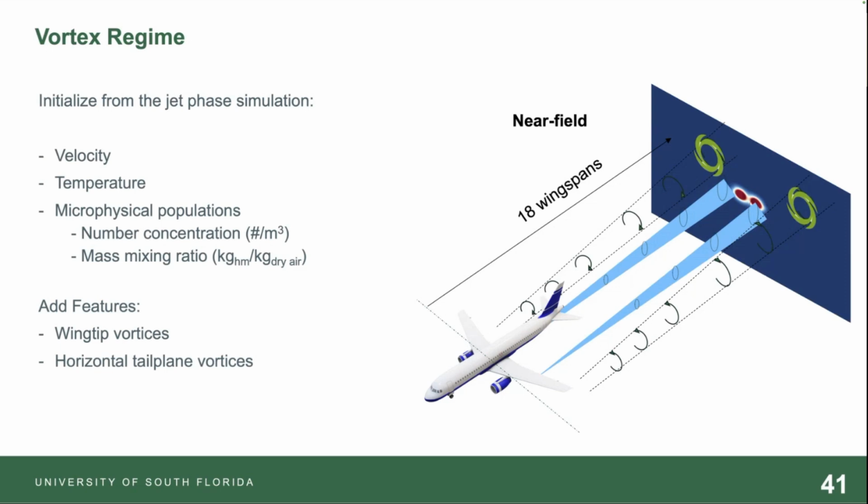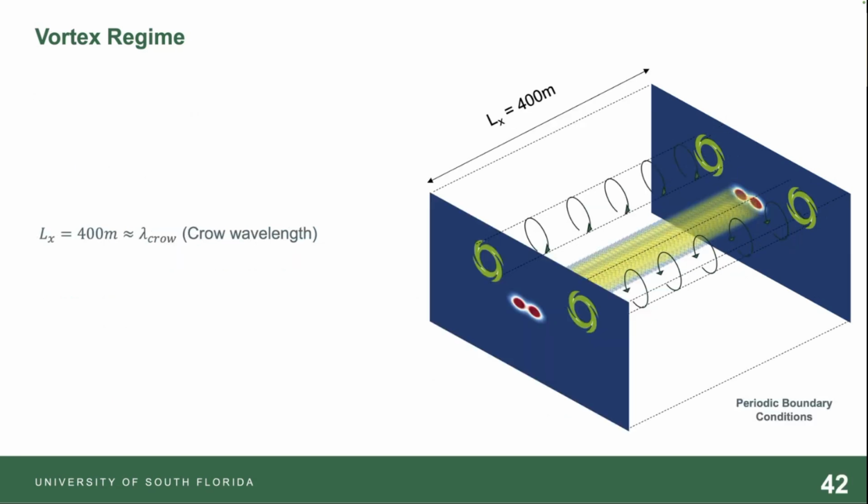So really, from the jet regime, we take all the microphysical populations, the amount of liquid droplets that might remain, the amount of ice crystals. We take the temperature fields, we take the velocity fields, and we import them as initial conditions to this larger simulation. So this is that coupling step. So this domain is approximately 400 meters long, whereas the other regime that I was showing earlier was only 12 meters long. So this is a lot larger.